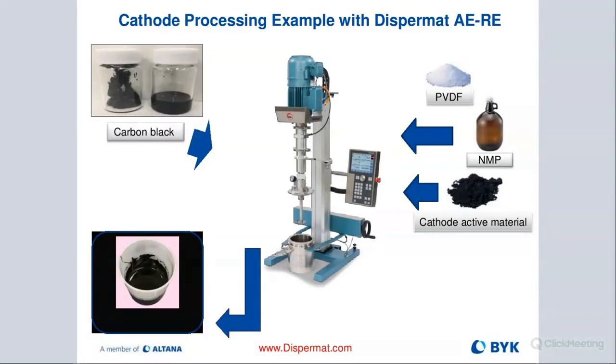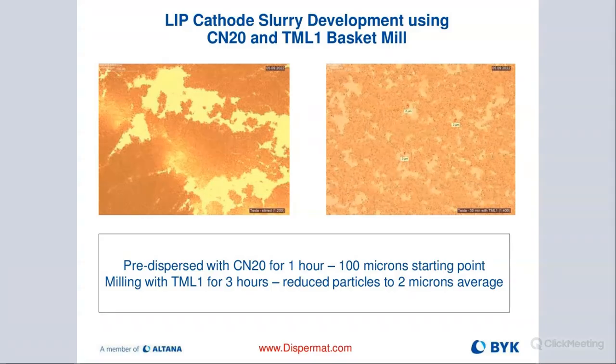So here's an example of the new Dispermat AE renewable energy with the torque measurement system, showing how we mill or homogenize carbon black. Here are the different ingredients that go in: PVDF binders, different additives, and our active materials. Obviously the idea is to develop a really good cathode slurry with the carbon black.